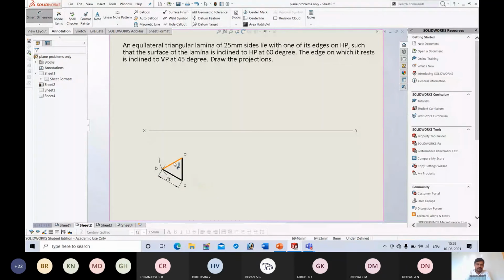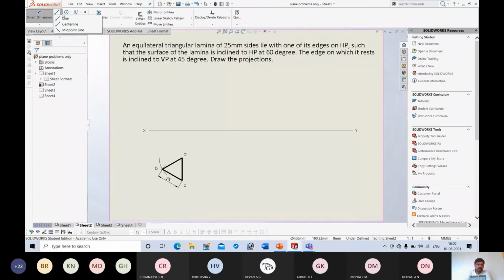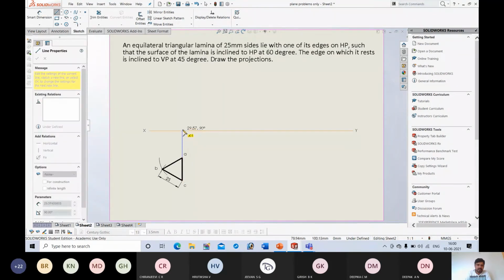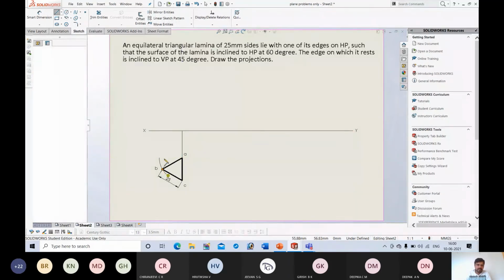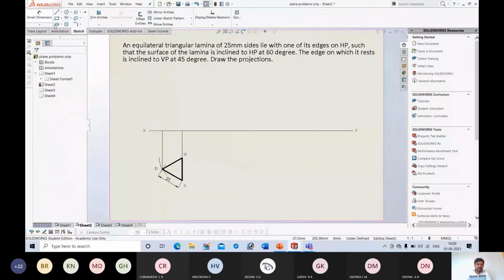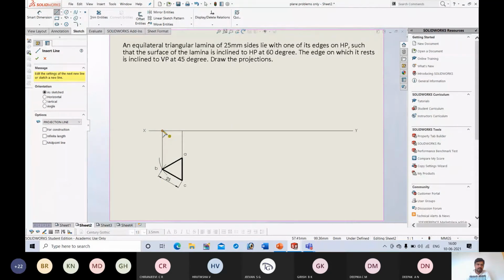Next, you can get the front view by projecting these points. While projecting these points, you are looking from this direction. Front view means you are looking from this direction. Project these points A and C. These two will have a single projector. Next, project point B. This is the projector of point B. Next, connect these two points, B and the point of AC.